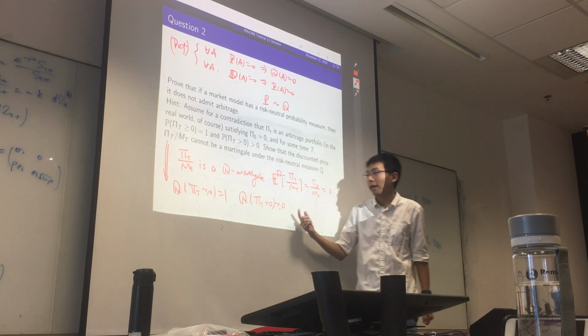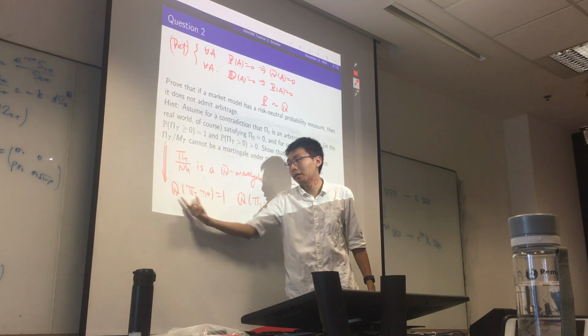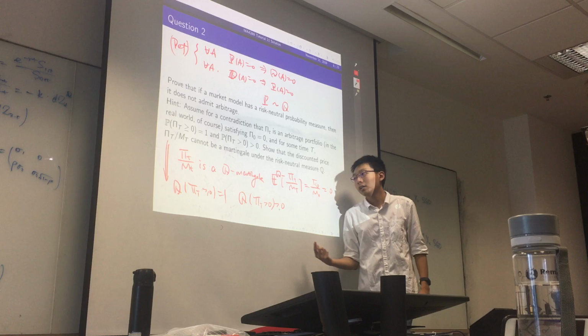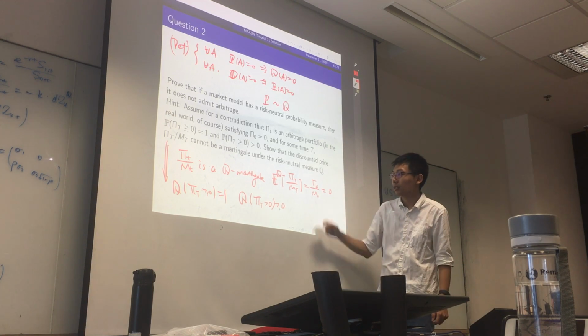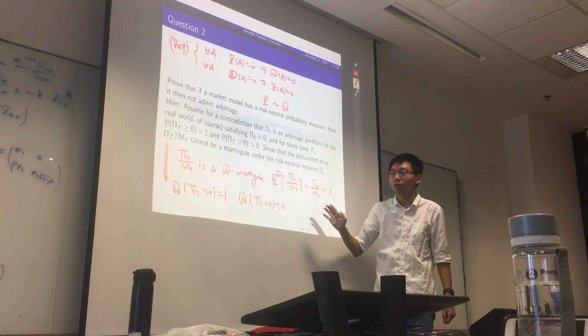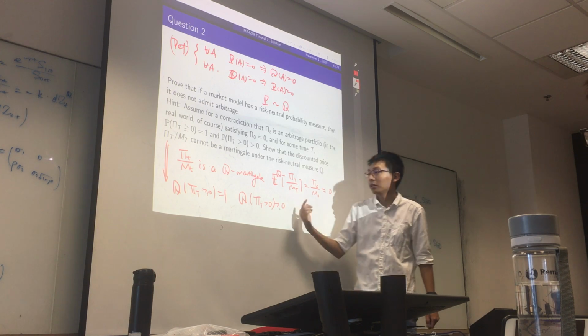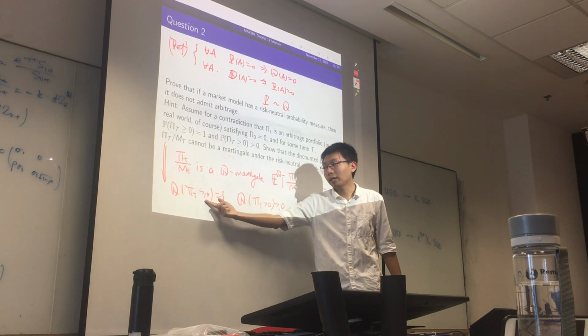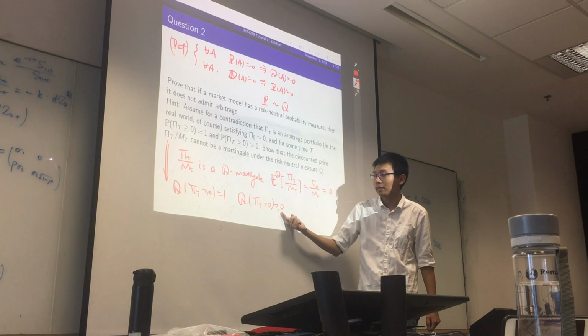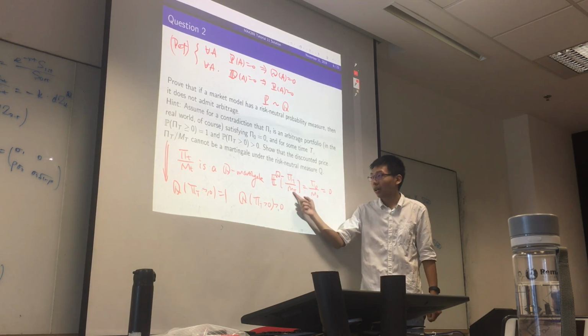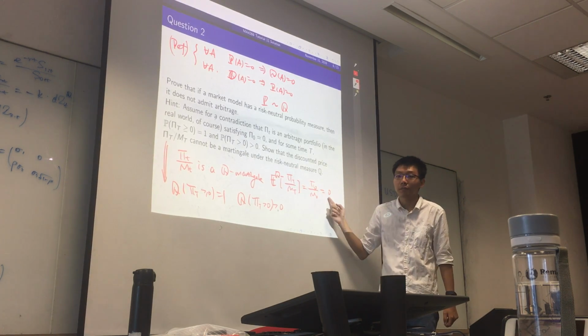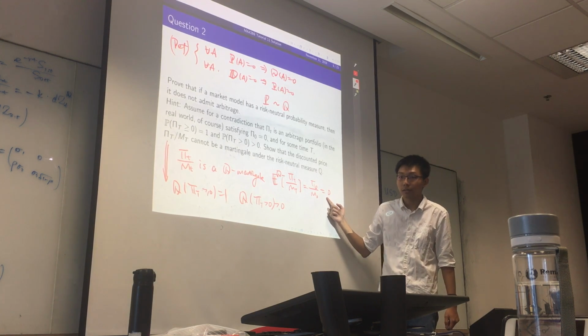So everything in the P world can be translated into these properties in the Q world. Then we'll be fine, because all the statements are under the Q world. So in the Q world, this number is always non-negative, and there is some chance that this number is positive. Then how come the expectation of this becomes 0? That's a contradiction.